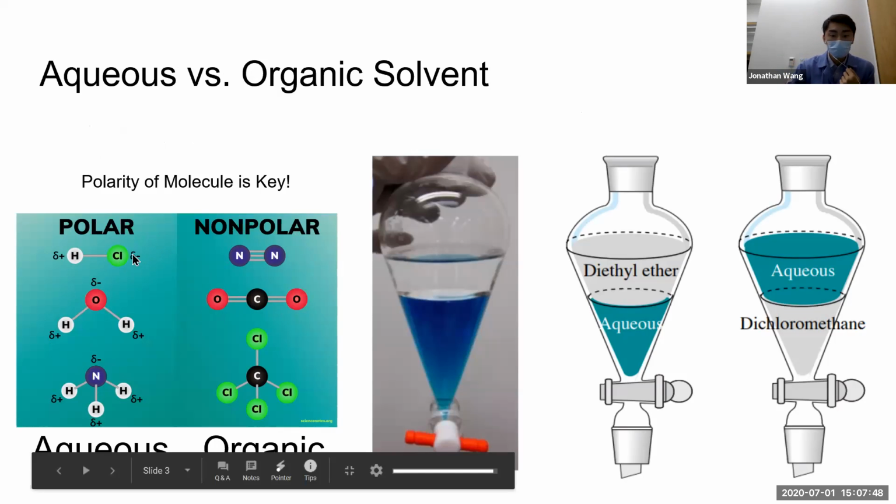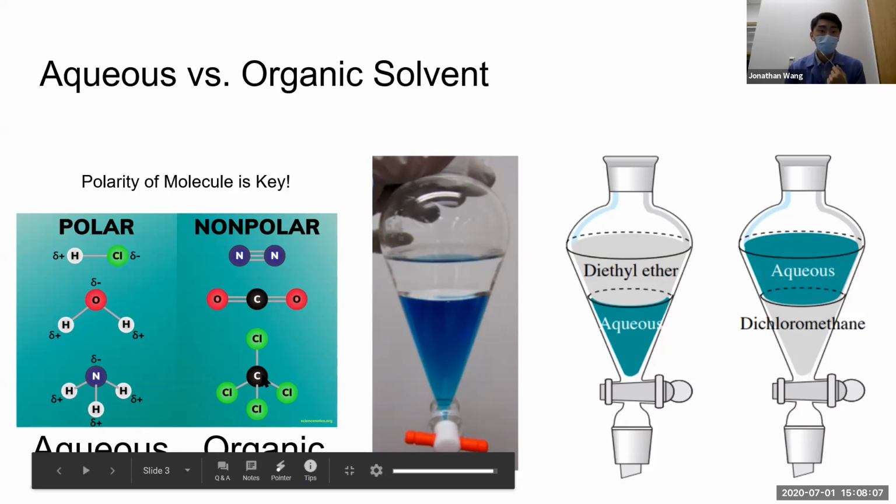So over here on the polar side, we have chemicals like hydrochloric acid, where the chlorine will want to attract electrons more than the hydrogen, so it's more negative. Obviously, water is polar, and some of the other non-polar organic molecules are on this side.